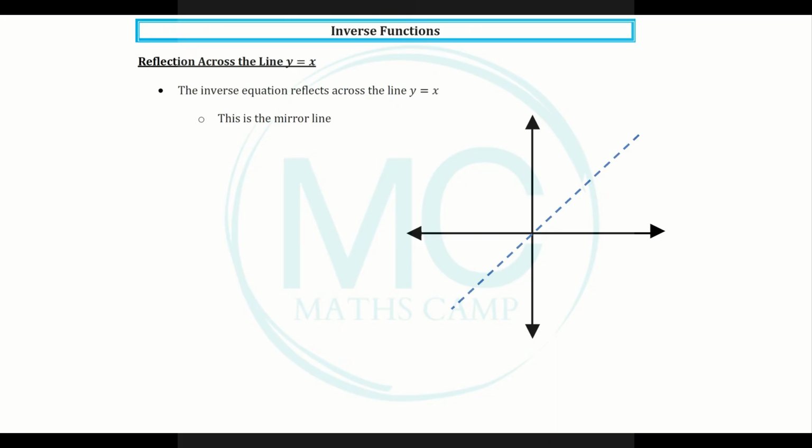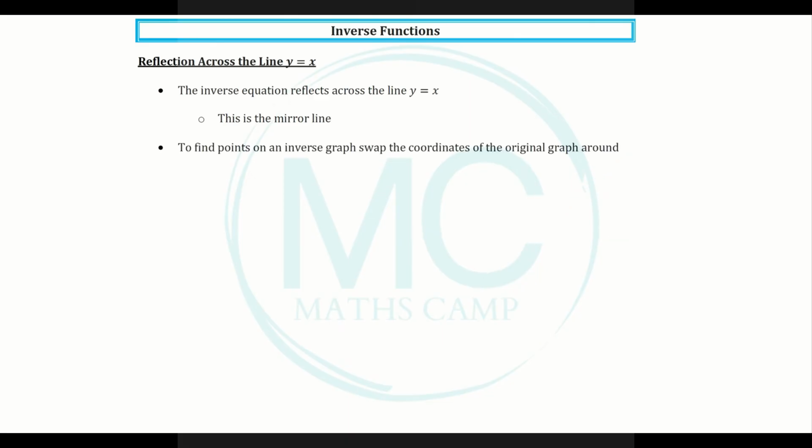We know that when a graph reflects across the y-axis, the x-coordinates of the graph change sign, and this applies to the y-coordinates when reflecting across the x-axis. We are reflecting across the line y is equal to x. So to find points on an inverse graph, all you need to do is swap the coordinates of the original graph around.